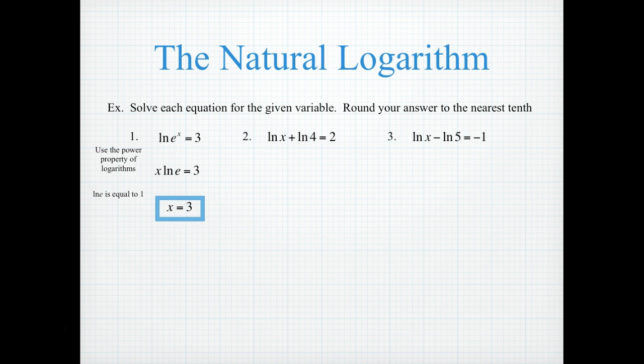In the next example, we have the natural log of x plus the natural log of 4 is equal to 2. So here we're going to use the product property of logarithms and condense that to a single log and express it as the natural log of 4x is equal to 2. From here, we're going to convert to exponential form. Remember, the natural log has a base of e, so that translates to e to the second power is equal to 4x. From here, we can isolate the variable by dividing both sides of the equation by 4, which gives me x is equal to e squared over 4.